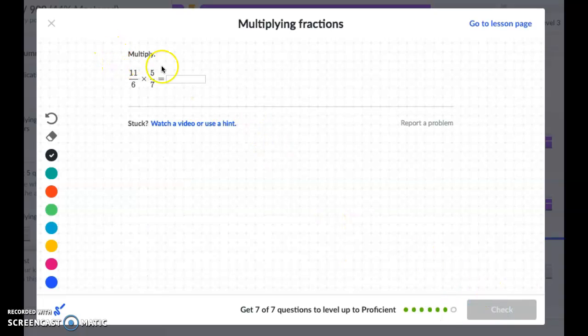And then 11 times 5 is 55, and 6 times 7 is 42.